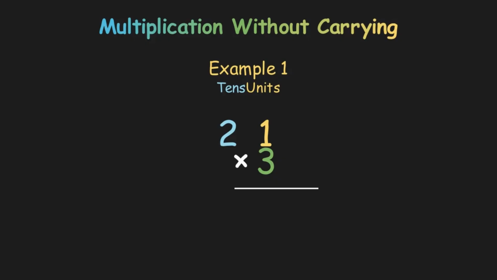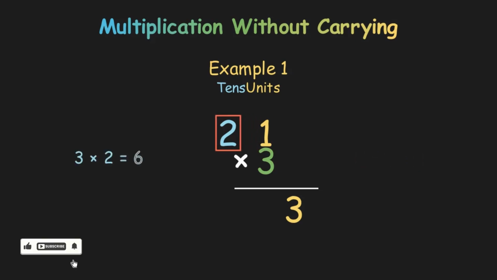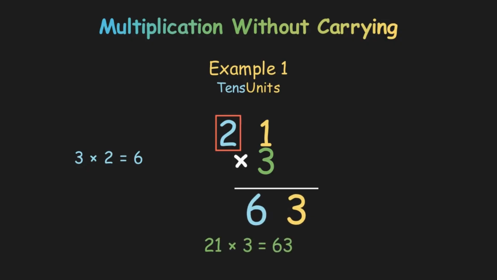We always start from the units column. 3 times 1 equals 3, so we write 3 in the units place. Next, we move to the tens column. 3 times 2 equals 6, so we write 6 in the tens place. Therefore, 21 multiplied by 3 equals 63.